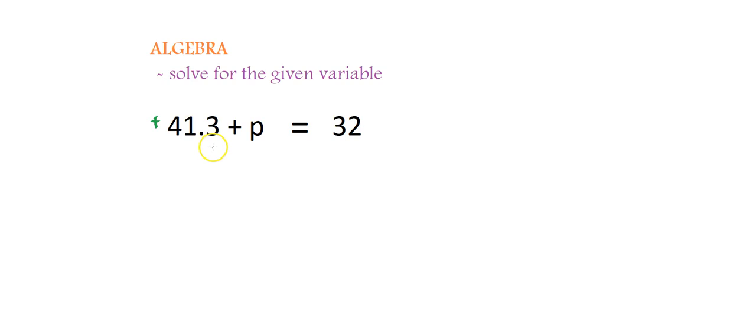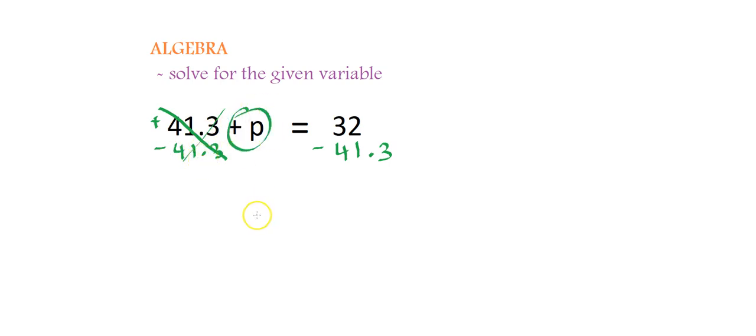How do we cancel out plus 41.3? Well, we do the inverse, or the opposite, and we minus 41.3, and we must do the same to the other side. So we're going to minus 41.3. What that means is we have now cancelled out this plus 41.3, because 41.3 minus 41.3 is 0. That leaves the plus p.